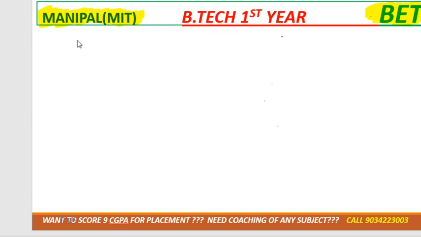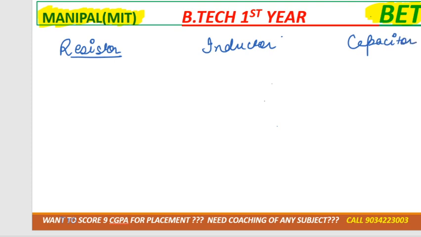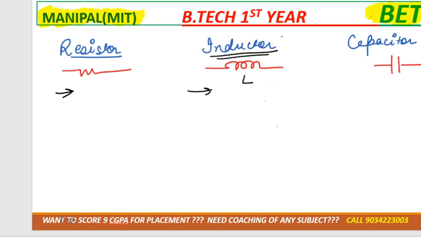Now after that, the behavior of inductor and capacitor will change. We'll have three elements mainly. One element is resistor, another element is inductor, and another element is capacitor. Resistor is like this, inductor is like this, and capacitor is like this. What is the function of resistor? It opposes the change in current, right? What is the function of inductor? It opposes the flow of current, right?